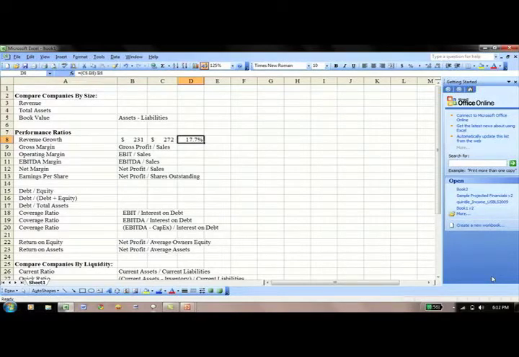And then, for private companies to a lesser extent, but more so for public companies, a very important metric is earnings per share. So what's the net profit divided by the total number of shares outstanding? In other words, what does every shareholder get in terms of his share of the profits per share held?